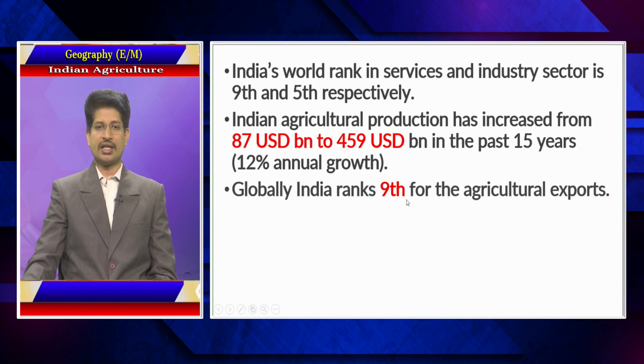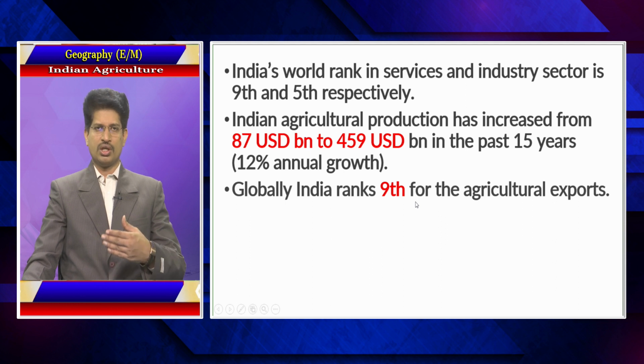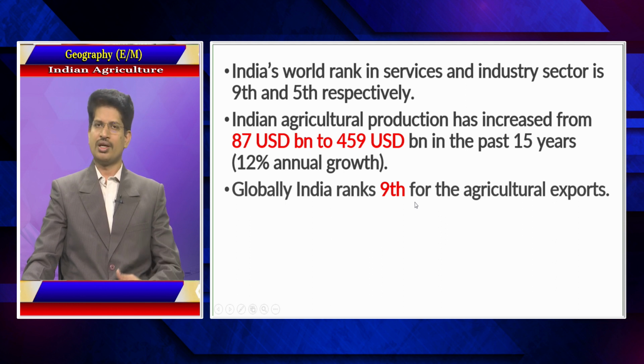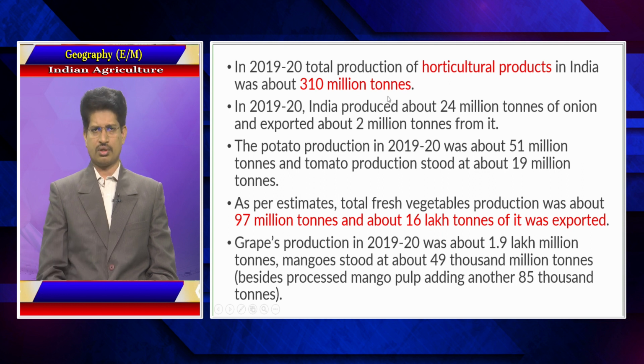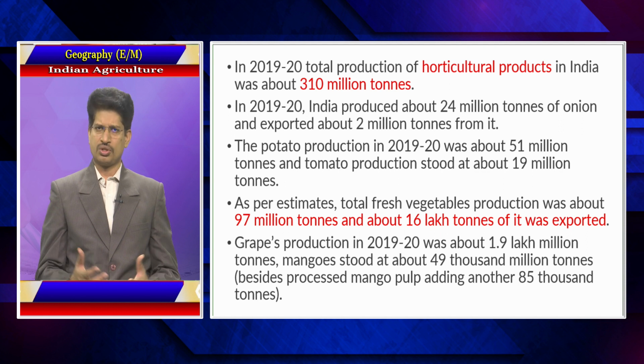Globally, India ranks 9th for agricultural exports, in terms of value. The total of horticulture products in 2019-20 has increased to 310 million tons. So here, there might be certain questions in terms of what constitutes cash crops or food grains, cereals, pulses. So in this way, what constitutes horticultural products? Horticultural products especially consist of fruits and vegetables. So 310 million tons in 2019-20.